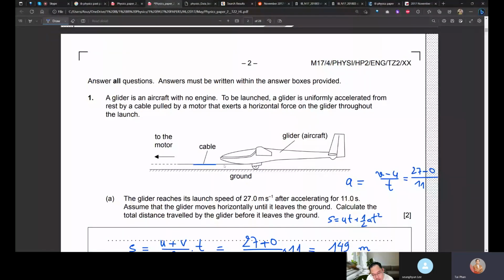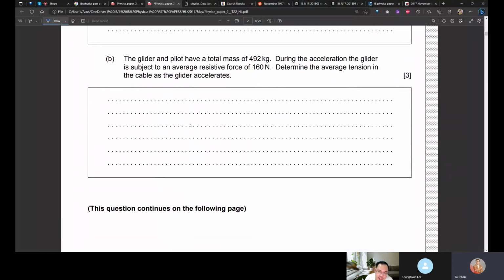The tension on the cable pulls the glider forward like this. There's another resistive force, Fr, which is 160 Newton backward, opposing the motion. The force that they ask is the tension.